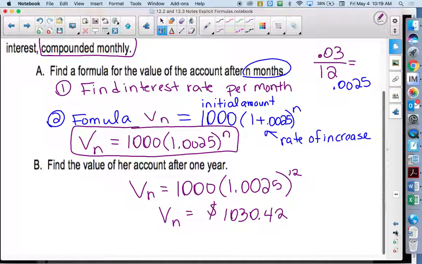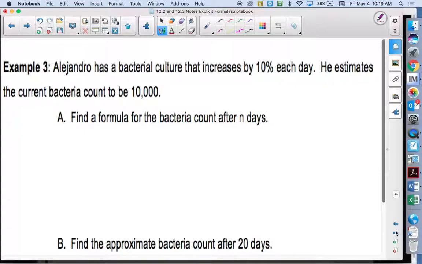The second one is very similar, except it deals with a bacterial culture. Alejandro has a bacterial culture, because why wouldn't you be growing bacteria in your house? That increases by 10% each day. He estimates the current bacterial count to be 10,000.